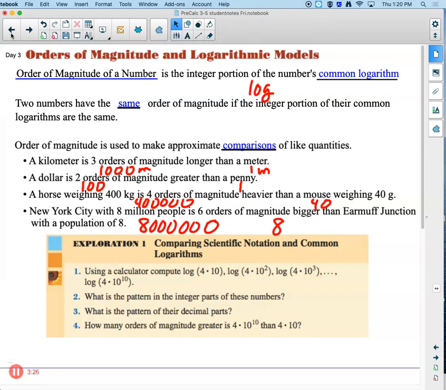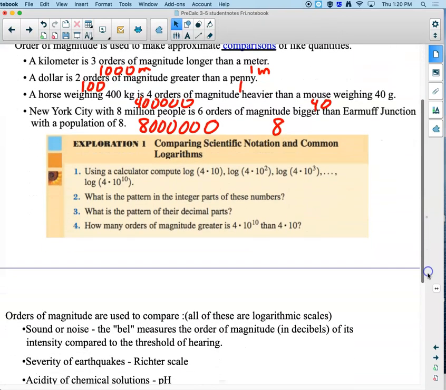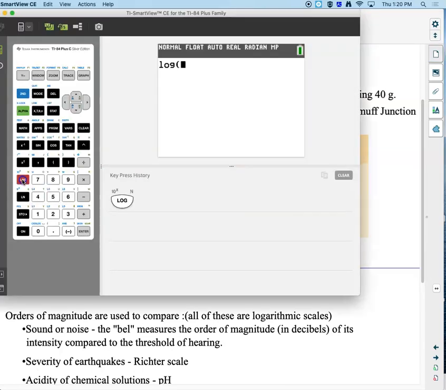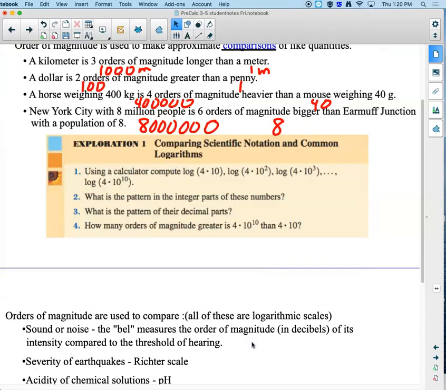So exploration 1 is getting us thinking about why this order of magnitude works the way it does. And it says, using a calculator, compute the logarithm of 4 times 10, then the logarithm of 4 times 10 squared, then the logarithm of 4 times 10 to the third, etc., and figure out what your pattern is going to be. So let's first figure out the logarithm of 4 times 10, which would be the logarithm of 40. Common log, 40. 1.602 to 3 decimal places.